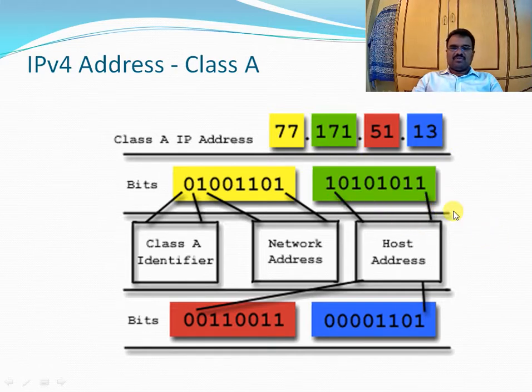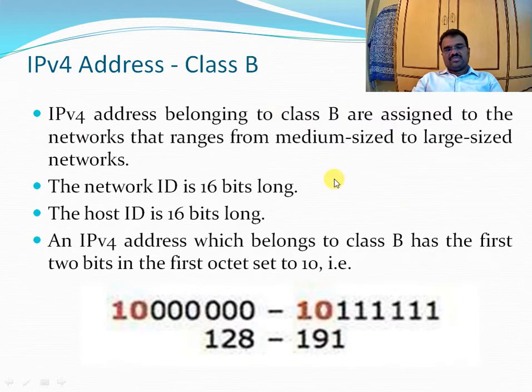So this is about class A, and now we see class B addressing. The IPv4 addresses belonging to class B are assigned to networks that range from medium sized to large sized networks. So class B is generally used for medium sized networks. The network ID is 16 bits long and the host ID is 16 bits long in this class B addressing scheme.